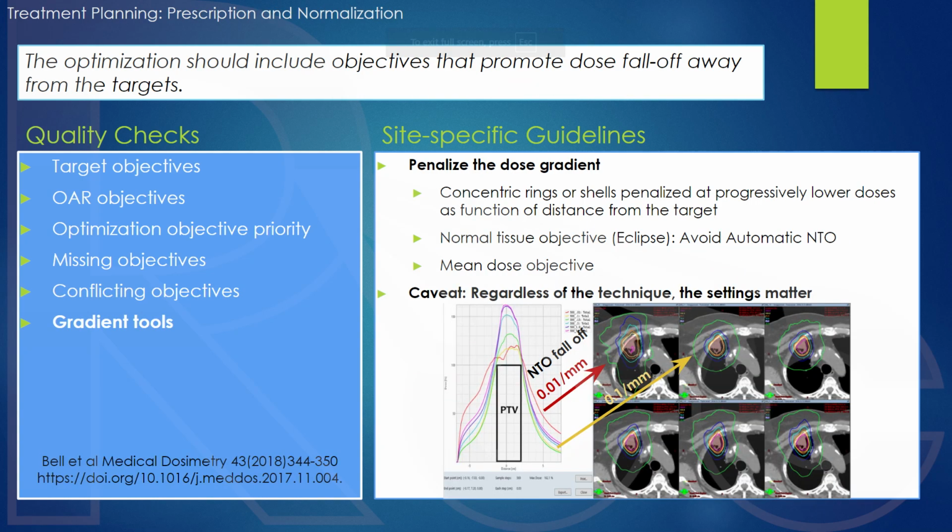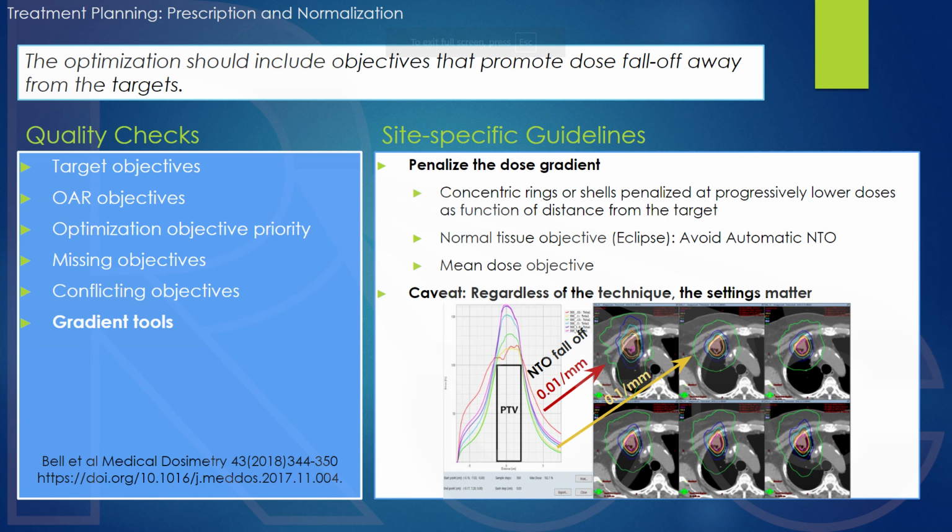Okay. Dose conformity is super important with SRS, SBRT. There are multiple ways of penalizing the dose gradient. It could be concentric rings or shells, where as that ring or that shell gets farther away from the target surface, the dose is penalized to a progressively lower level. Within the Varian treatment planning system Eclipse, you could use the normal tissue objective function. If you do that, avoid the automatic NTO. Could also use a mean dose objective placed on the organ at risk that surrounds the target.